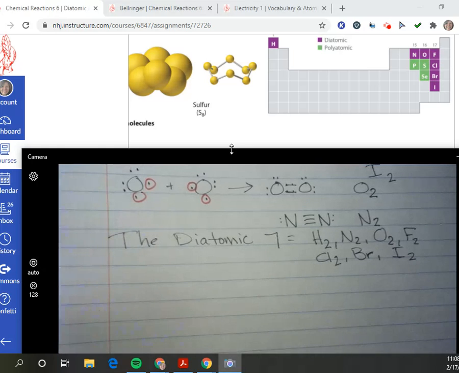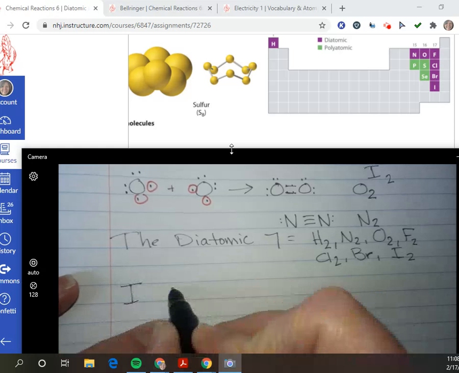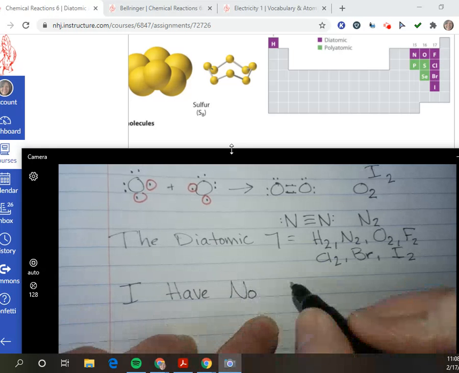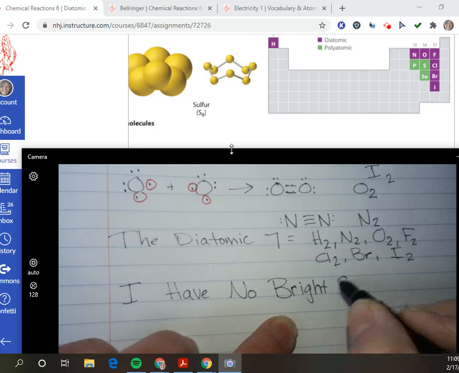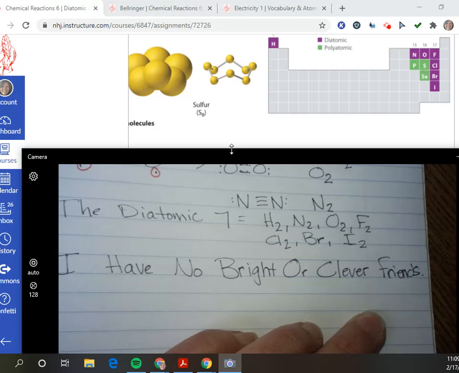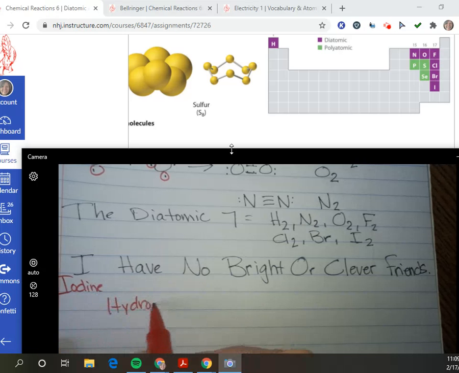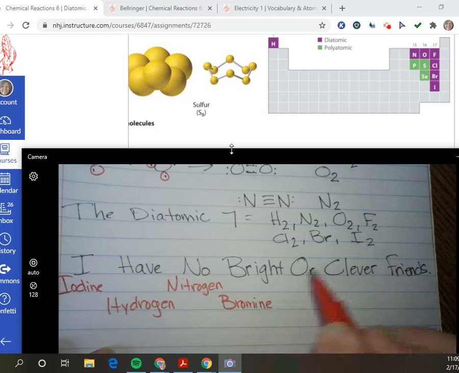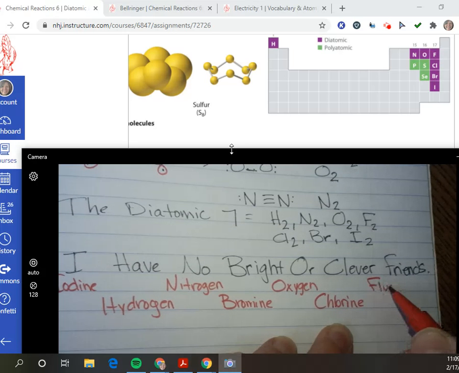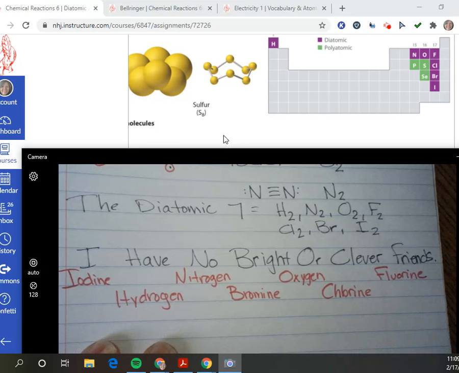I have a mnemonic device. It's not very nice, but it is one that people use for you to remember the letters, the abbreviations. I have no bright or clever friends. It's not very nice, is it? But iodine, hydrogen, nitrogen, bromine, oxygen, chlorine, and fluorine. Those are going to be the ones that you need to know without a shadow of a doubt. Okay?